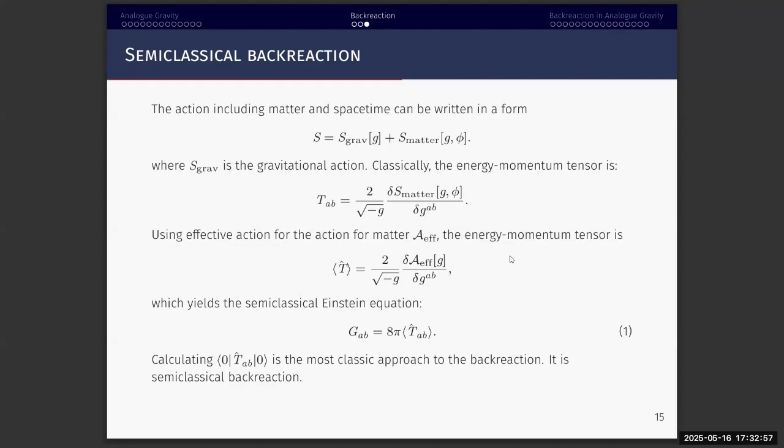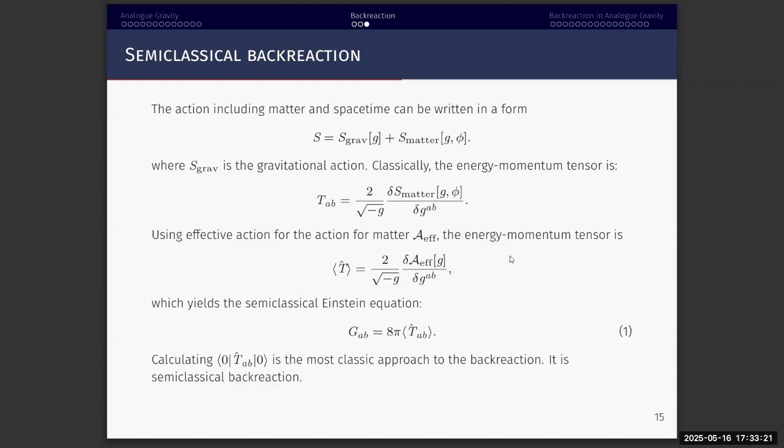Is your gravitational action Einstein-Hilbert, or can it be more general? This is not my opinion, this is what people usually do. Usually it is the Einstein-Hilbert action, but recently I see some people using modified gravity to define this action.